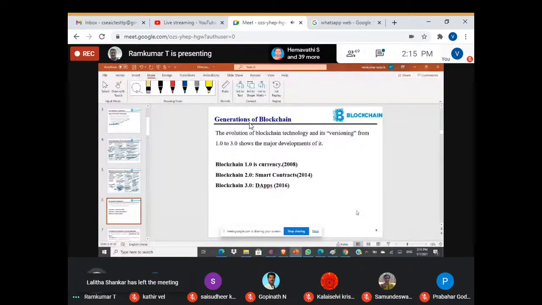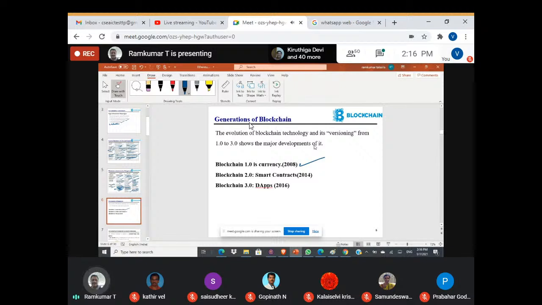Now I want to give you a quick glance at the generations. Whenever we talk about computers, we definitely talk about generations. We know that blockchain technology started from 2008, with the invention of the Bitcoin network.